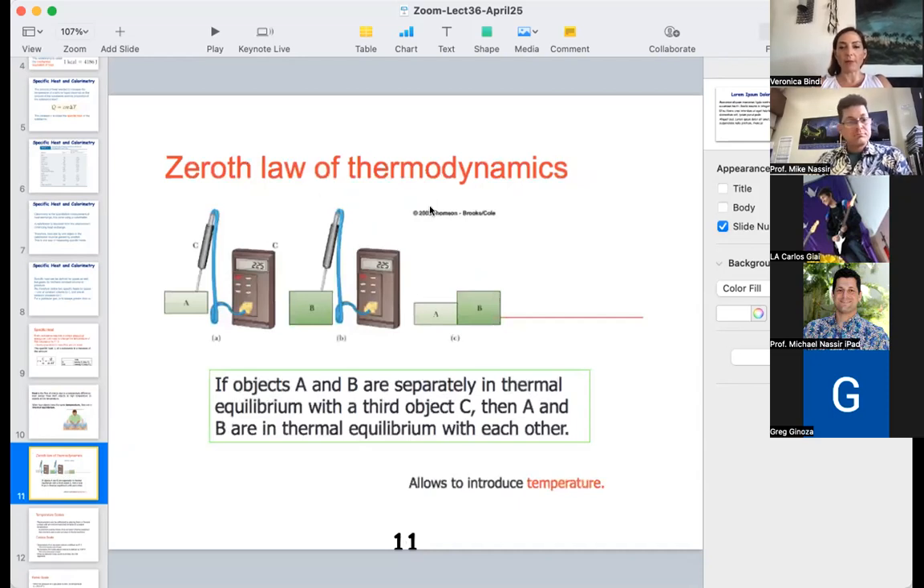Mike, when you want to add something, just do it. Yeah, feel free. Great, thanks, I will.